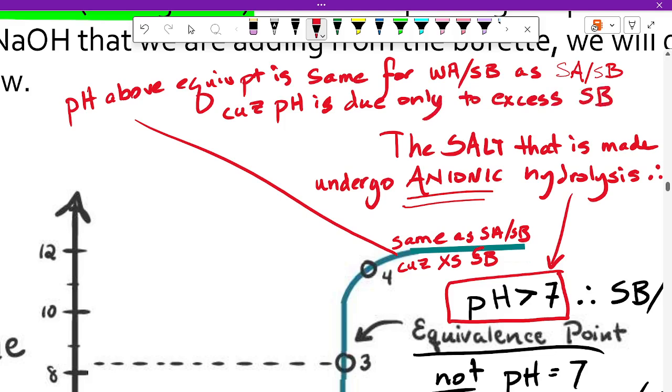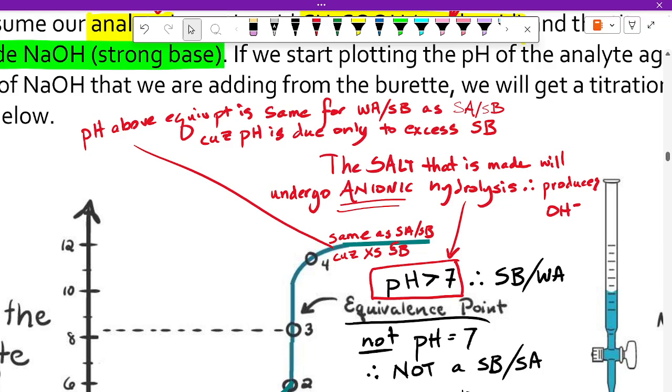Okay, that's in a few more words. The pH above the equivalence point is the same for weak acid with strong base as strong acid with strong base, because the pH is due only to the excess strong base. Same as SASB, because excess SB. So you should be able to tell those features of the graph.